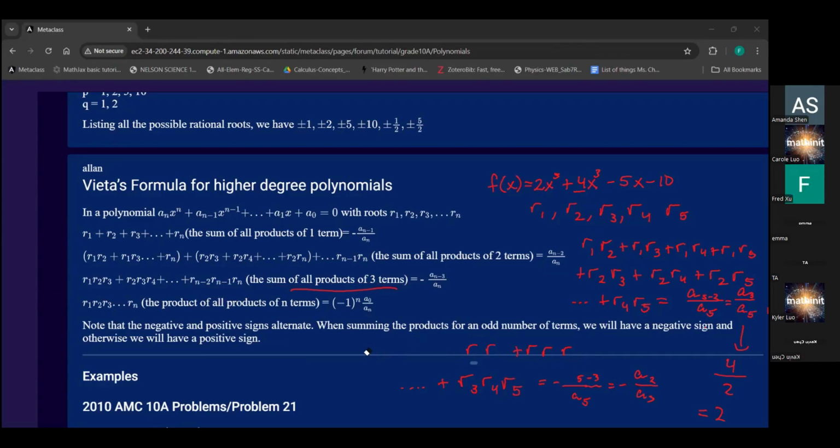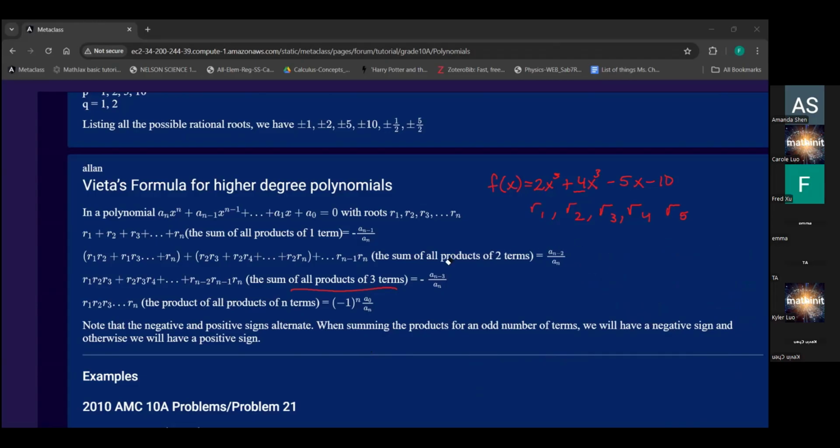Now let's actually do this last one. So the product of all n terms. In this case, it's just the product of all of these. So R1 times R2 times R3 times R4 times R5. And this must be equal to negative 1 to the power of n. So in this case, that's 5.